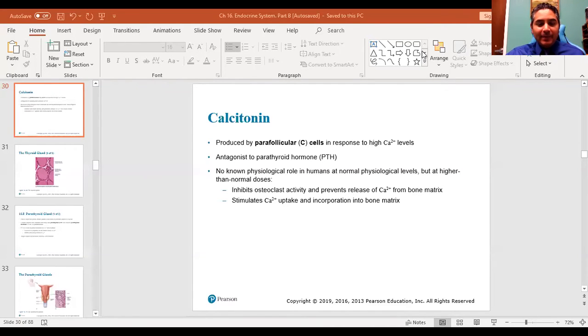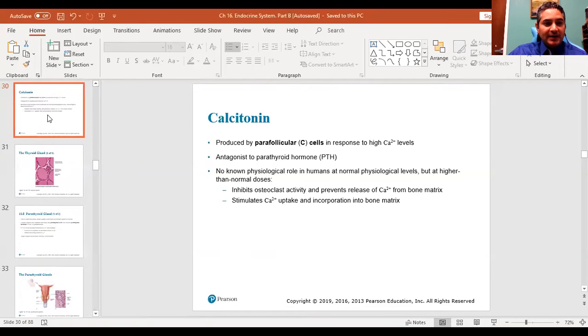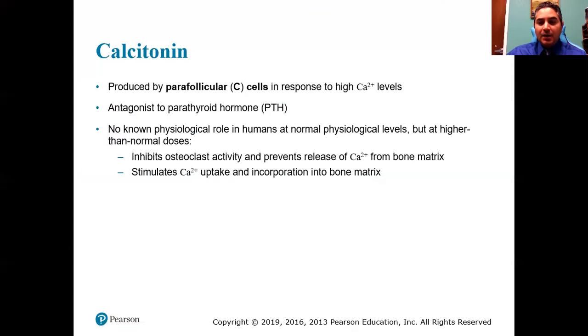Hi, welcome back. We were briefly discussing Graves' disease, and we left off on calcitonin. So let's do a little talking about this. All right, calcitonin.